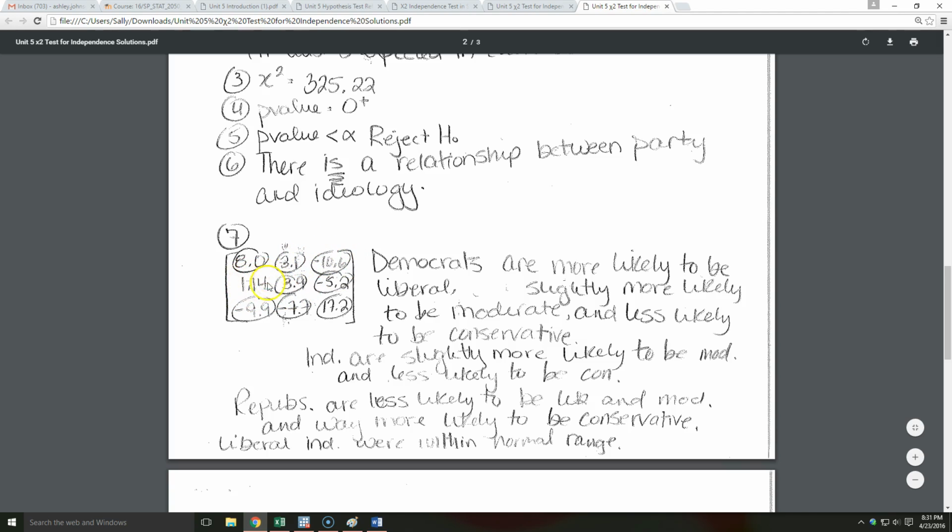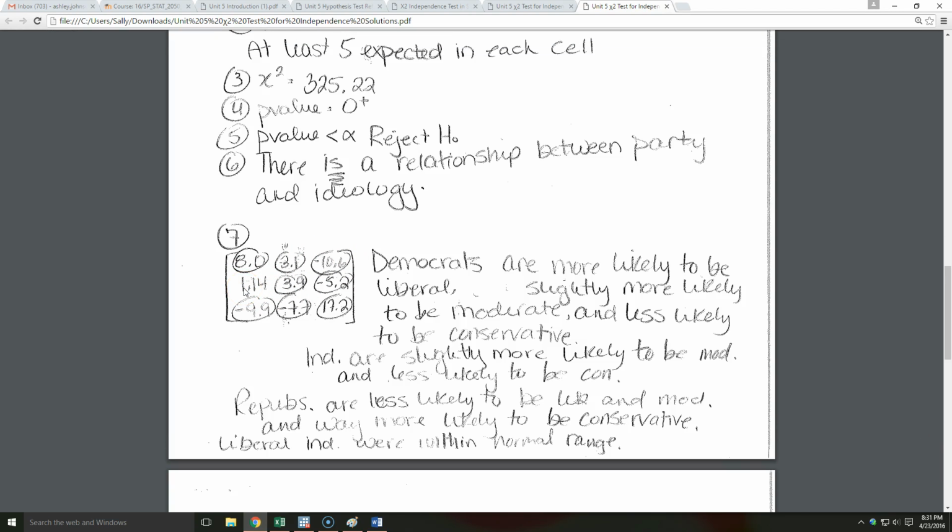If it's in between 2 and -2, you don't need to interpret it per se, because usually you just want to know, hey, what's wild, what's different than what we assumed. So the independents were slightly more likely to be moderate and decently less likely to be conservative. And then Republicans were way less likely to be liberal, way less likely, I would say again, to be moderate, and way, way, way more likely to be conservative.